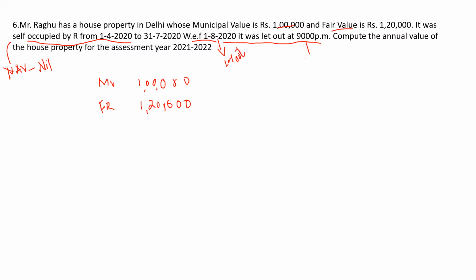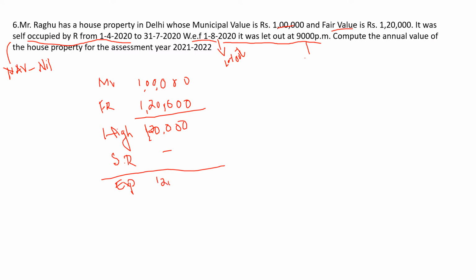Okay, so MF, done. Next is the municipal value and the fair value; we will be taking the higher of these two, that is 1,20,000. Standard rent has not been provided. If standard rent is not provided, the expected rent will be the same amount, 1,20,000 only.